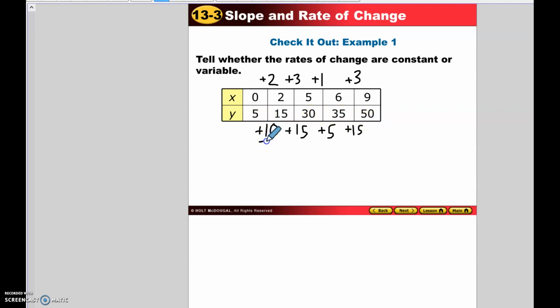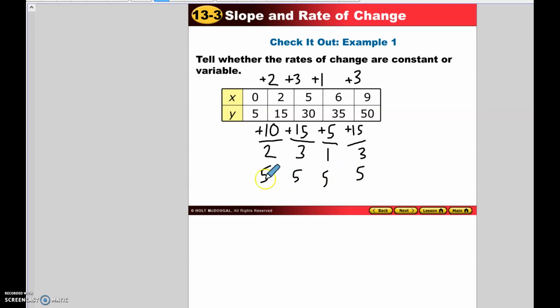And now I need to check by doing the change in y over the change in x. So that one will be over 2, this one will be over 3, this one will be over 1, and this one will be over 3. Okay, now I need to divide it and see if it's the same number or different. 10 divided by 2 is 5. 15 divided by 3 is 5. 5 divided by 1 is 5. 15 divided by 3 is 5.